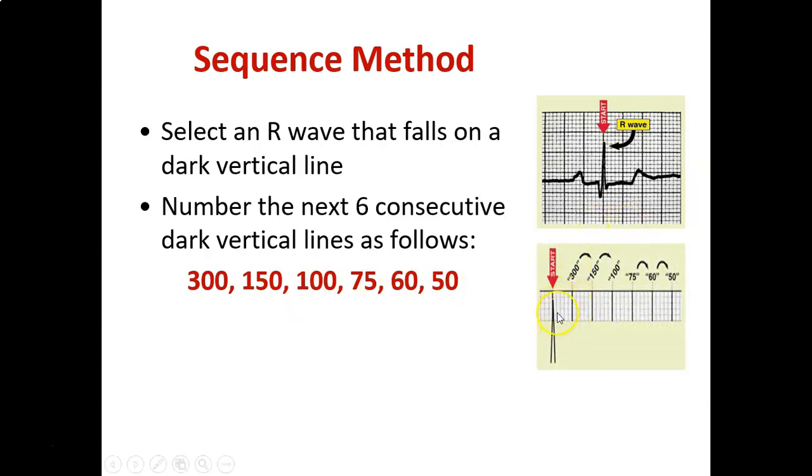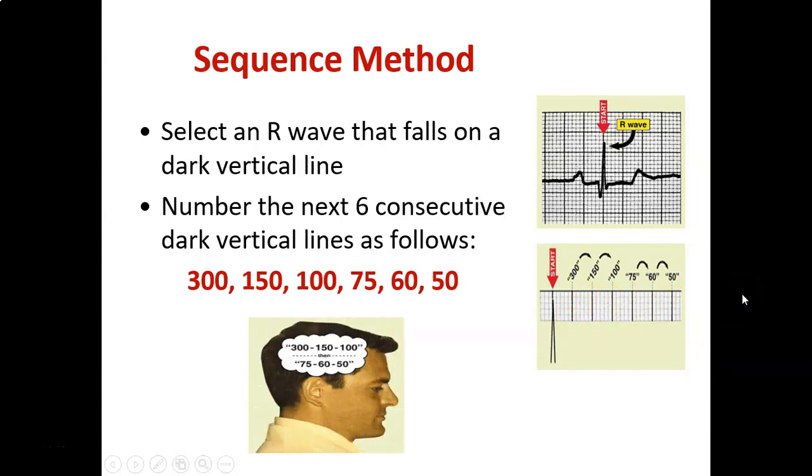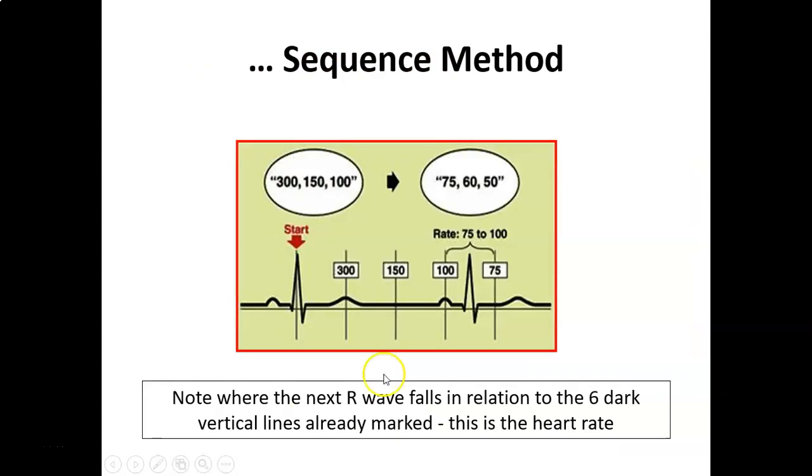So you identify the R wave which falls on the thick line and then mark the next 6 thick lines as 300, 150, 100, 75, 60, 50. You have to remember these numbers, or you can break them down into two parts: 300, 150, 100, and 75, 60, 50. Now you see where the next R wave is.